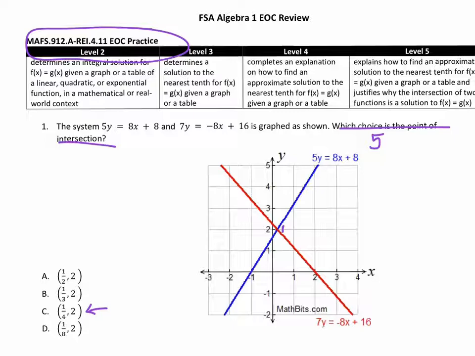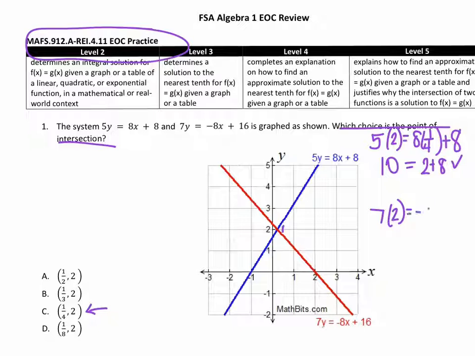So I have 5 times 2 equals 8 times 1/4 plus 8. So I know 1/4 of 8 is 2 plus 8 is 10. And 5 times 2 is 10. So it worked for that one. Next, try the next one. 7 times 2 equals -8 times 1/4 plus 16. Well, 7 times 2 is 14. And we know 1/4 of 8 is 2, and a negative makes it a -2 plus 16. So then we got 14, and 14 equaled 14.